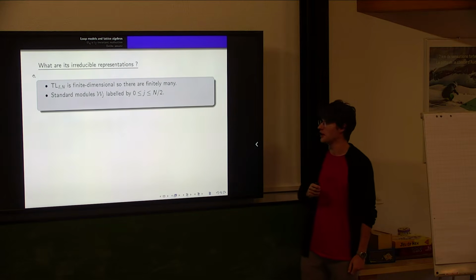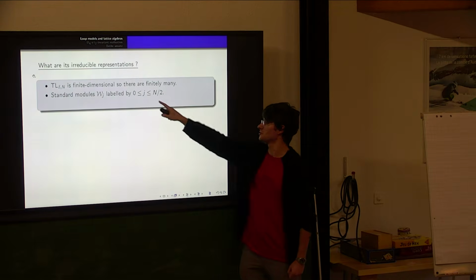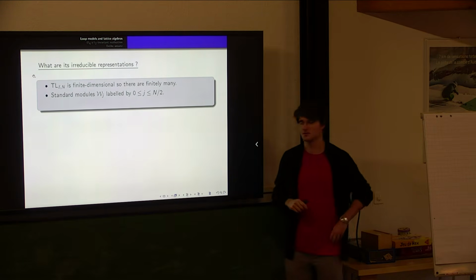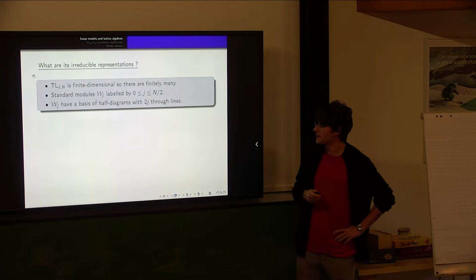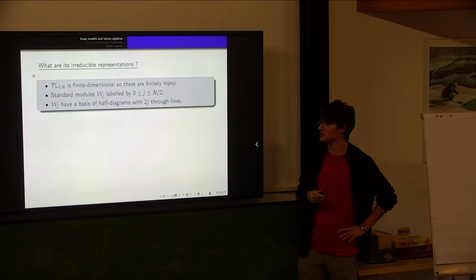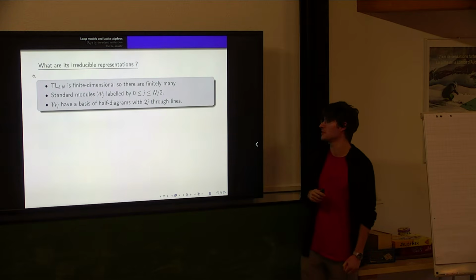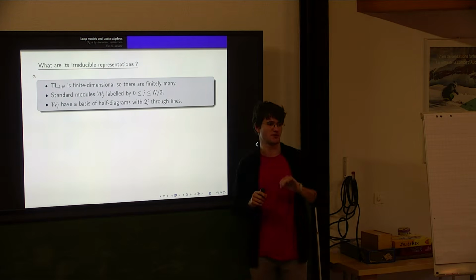And you can classify all of them, and they're labeled by an integer j, which goes from 0 to n over 2. And I always assume that n is even, so that it's simpler for the exposition. The description of this W_j is actually very simple, so they're just given in a basis by half diagrams of your Temperley-Lieb algebra. And the integer j parameterizes the number of through lines you have in your half diagram.